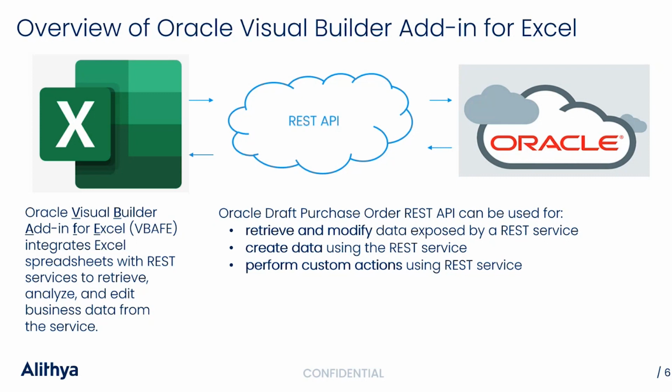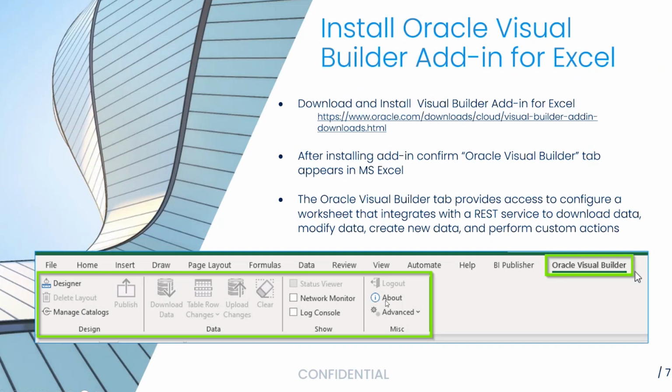As I mentioned, the add-in runs inside of Microsoft Excel. It currently only works with the Windows operating system. Each integrated Excel document, as we'll see, is associated with a particular REST service. The add-in connects that configured REST service to fetch or modify any data that's needed. So the next question is, how do you install this Visual Builder tool?